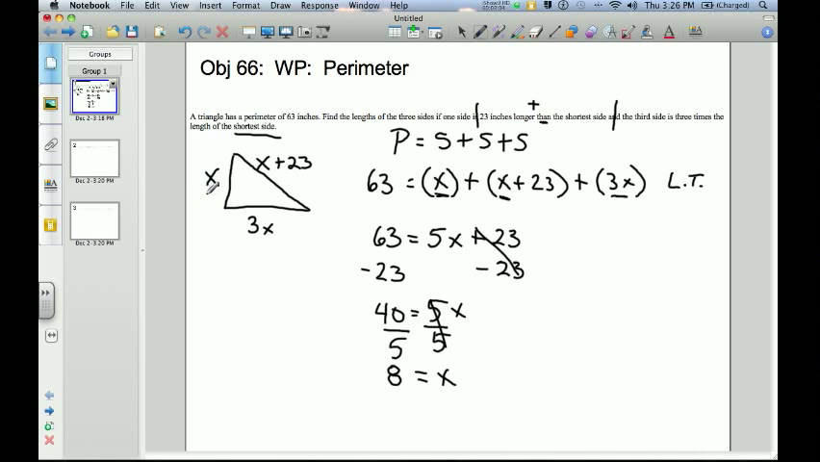So what we're going to do next is we go up and we say, okay, well, this is going to be 8. This would be 3 times 8. So our other side would be 24. And then we'll substitute our 8 in for the x here. And 8 plus 23 would give us 31. So the sides of our triangle are 31, 24, and 8.